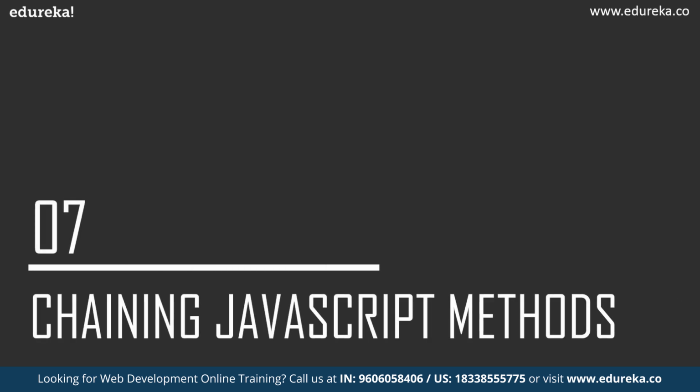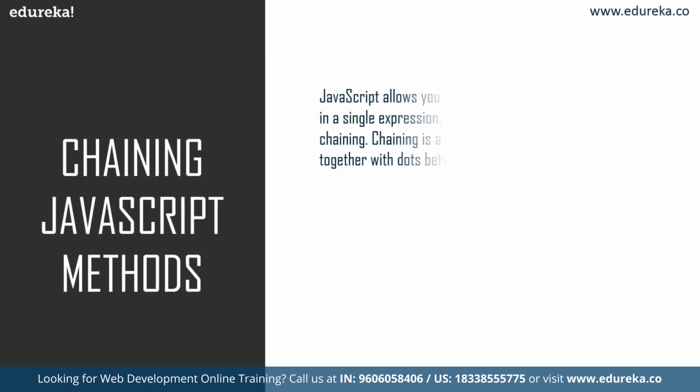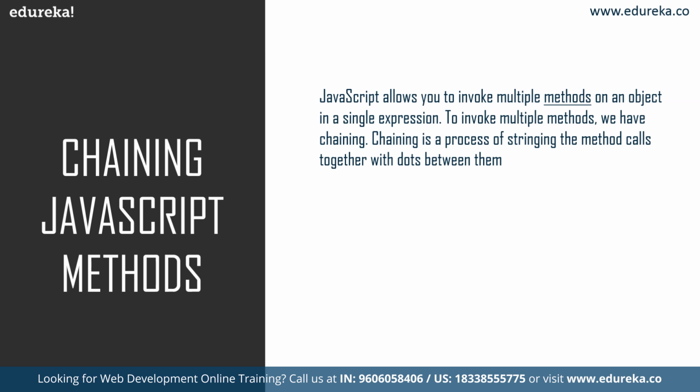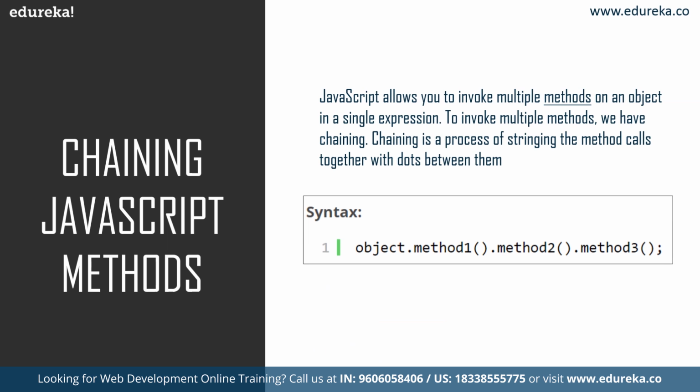Now the next thing that we're going to talk about is chaining JavaScript methods. JavaScript allows you to invoke multiple methods on an object in a single expression. To invoke multiple methods, we have chaining. This is a process of stringing the method calls together with dots between them. The syntax for chaining is very simple. We just take the object.method1, then add dot and method2 dot method3. This is how you chain the different methods together.